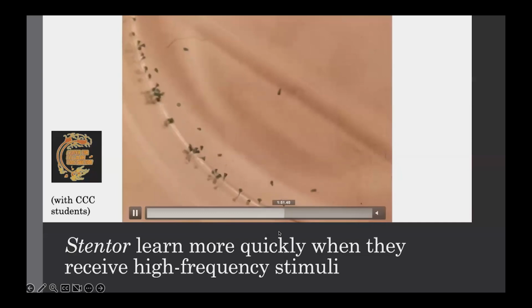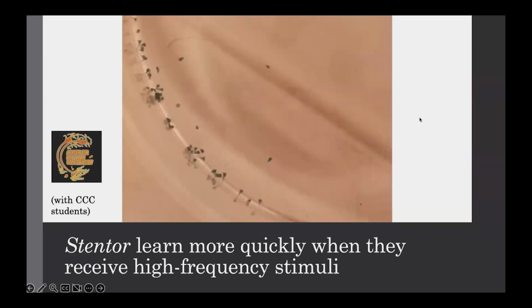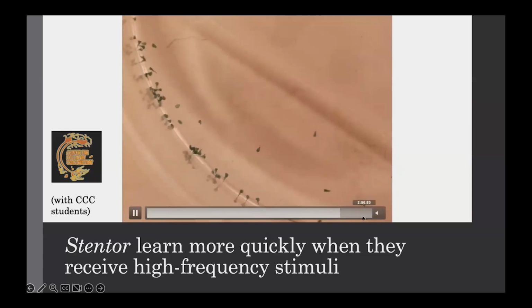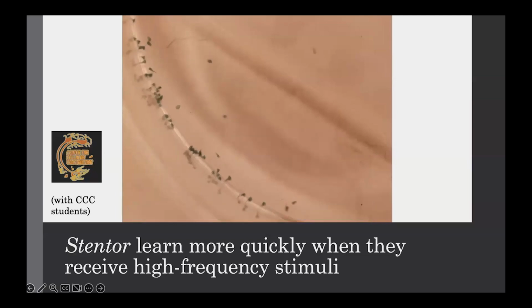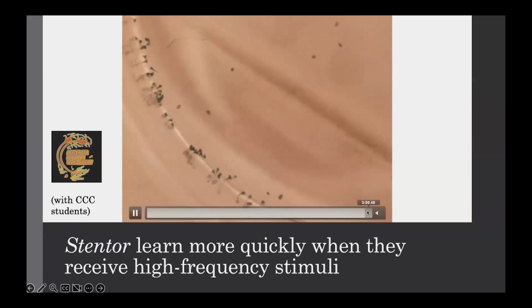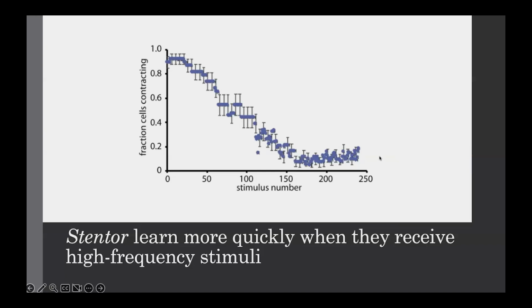So I'll fast forward a bit. You can see even more of the cells are remaining in the extended state. They're no longer contracting, and it's only been 2 minutes into the experiment. So they're learning really quickly once they get high frequency stimuli. And so here we're at the 3-minute mark, and the majority of the cells have learned. So it's quite remarkable that this happened in under 5 minutes when normally the cells require around an hour to learn. So this is what this looks like when we plot it.